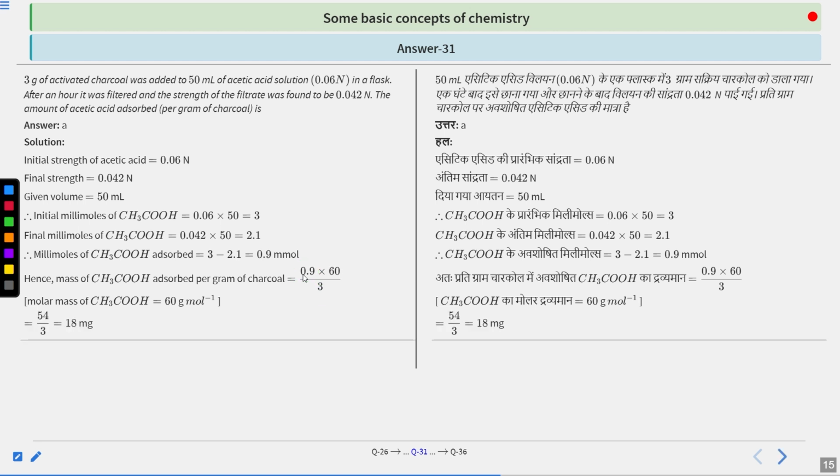this will give you how much? This will give you 18 milligrams. So why have we divided this by 3? Because we need the concentration of, say, acetic acid adsorbed in terms of gram per gram of charcoal. Okay, so how much amount is deposited per gram of charcoal? We have 3 gram, and this 3 gram has done this whole adsorption. So that is the reason we are multiplying both of these things and dividing it by 3.